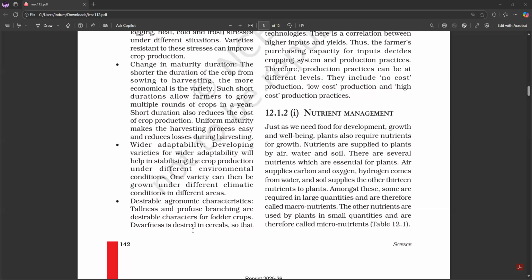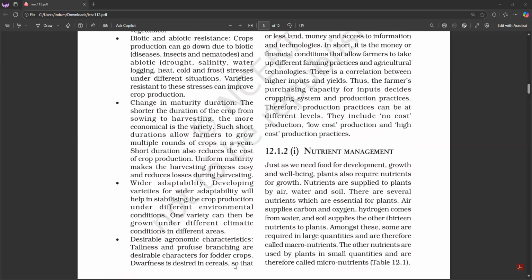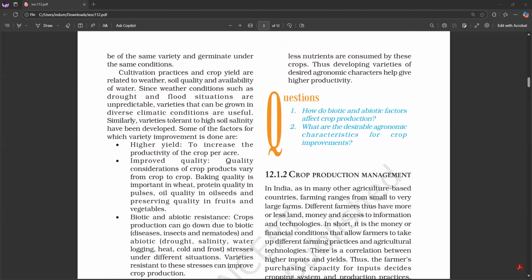Desirable agronomic characteristics. Tallness and profuse branching are desirable characters for fodder crops. Dwarfness is desired in cereals so that fewer nutrients are consumed by these crops. Thus, developing varieties with desired agronomic characters helps give higher productivity.